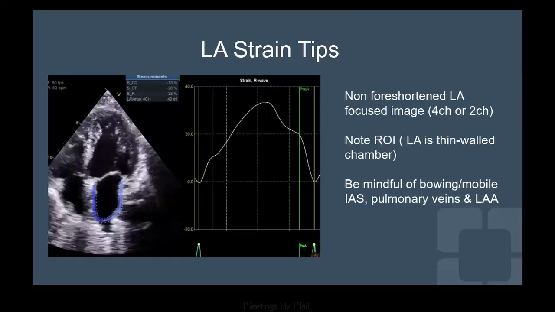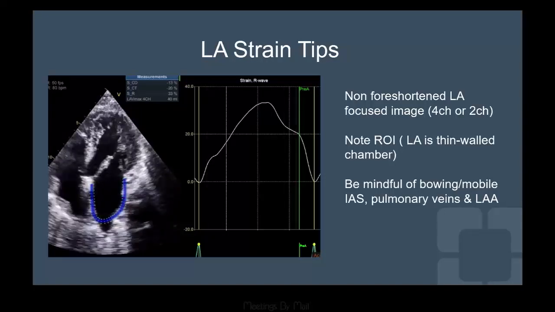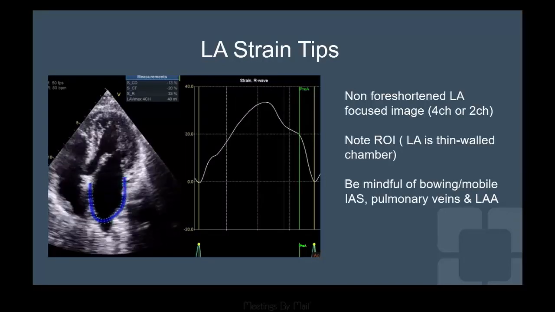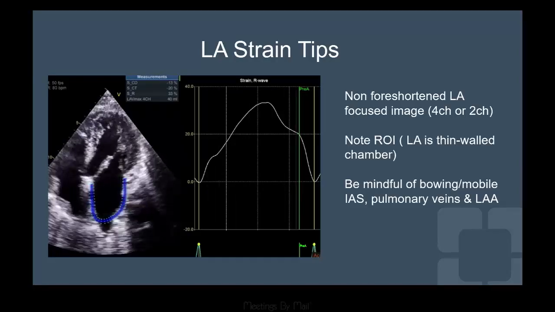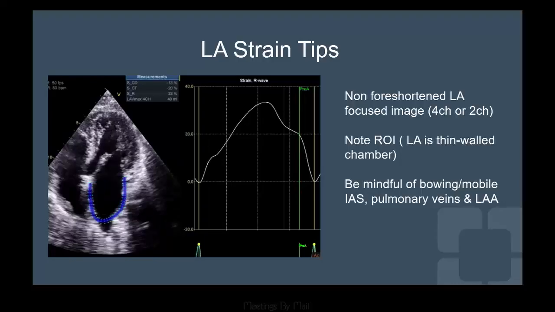A lot of things affect it, like pulmonary vein, mitral regurgitation, atrial fibrillation. The biggest determinant of LA strain is LV strain. So they're all interconnected. But very good.